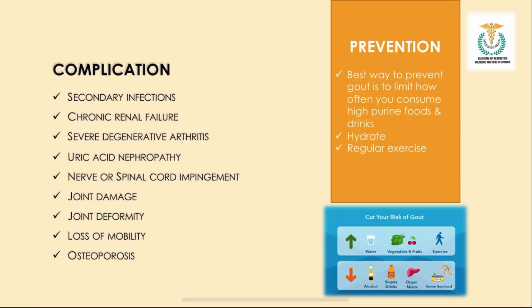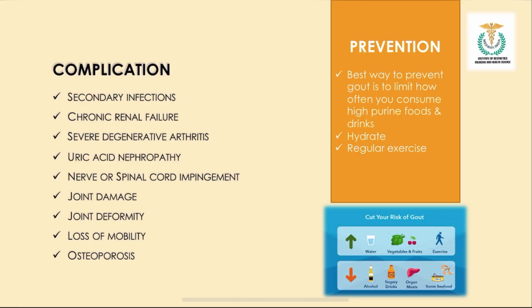Coming to the complications, what are the complications of gout? Secondary infections, chronic renal failure, severe degenerative arthritis, uric acid nephropathy, nerve or spinal cord impairment, joint damage, joint deformity, loss of mobility, and osteoporosis. So these are the complications of gout, and now how we can prevent the condition.